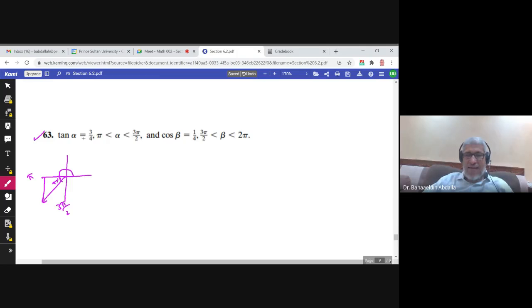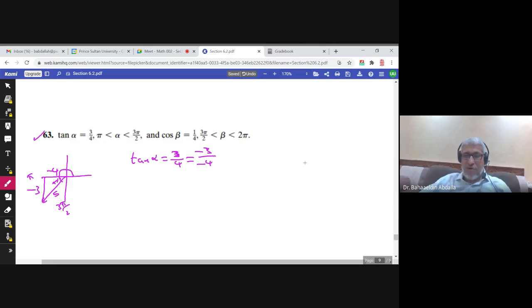What do we have? Tan alpha is 3 over 4. Please pay attention, there is a trick here. Tan alpha is 3 over 4. Well, tan is y over x. We are in the third quadrant, so the opposite should be negative. It cannot be 3. So I have to write 3 over 4 as negative 3 over negative 4. Negative over negative gives you positive. Why? Because the opposite is negative and the adjacent is negative. Use the Pythagorean theorem to find that the hypotenuse is 5. So you have the triangle of alpha.